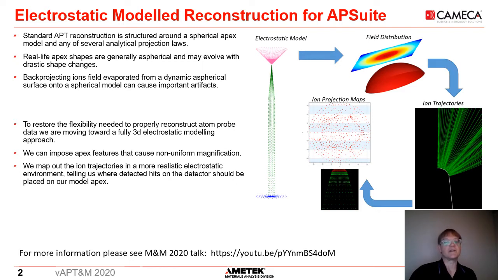Then we solve the electrostatic environment and propagate ion trajectories through the model to build a map of where ions evaporated from the apex end up on the detector. For a more detailed description of our model and reconstruction procedure, please see the presentation at the link shown at the bottom of the page.